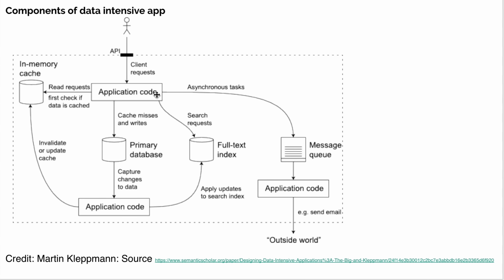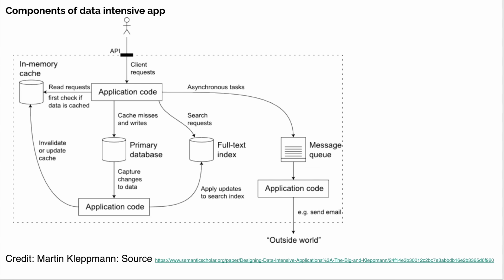Also, the application code emits messages to handle asynchronous system logic, for example, sending an email. Then it sends a message to the message queue, something like Kafka, and asynchronously processes and sends out an email. So these are the main big components that you will typically see in every big data intensive website or application.